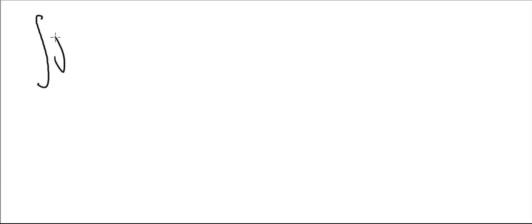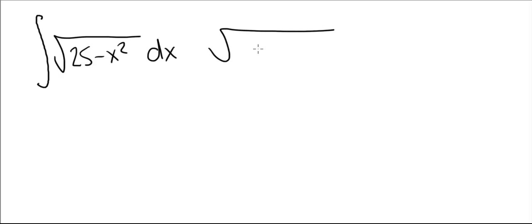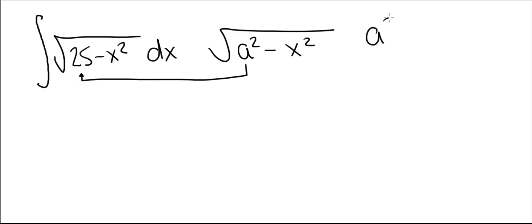We're going to integrate the square root of 25 minus x squared. The integral is of a radical that looks like this, square root of a squared minus x squared. We're going to match the constant, so a squared matches to 25, and therefore a, we can take it to be the positive square root of 25, which is 5.